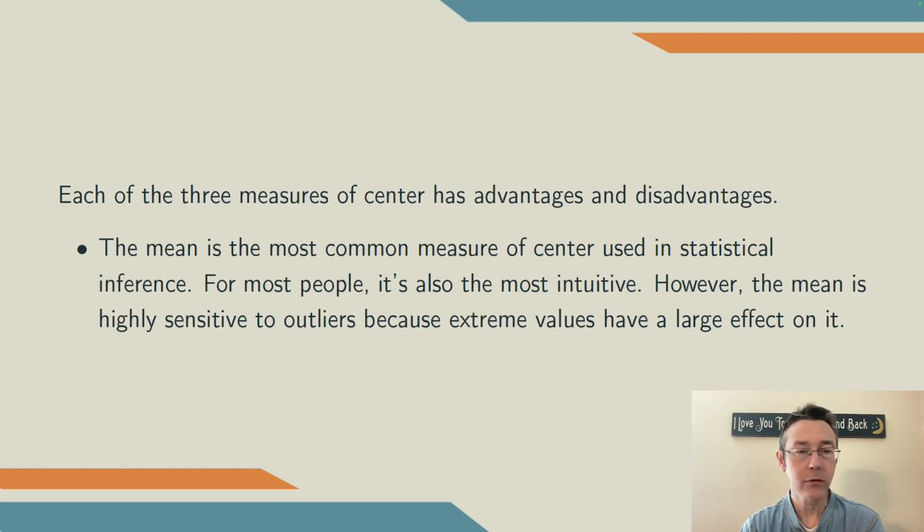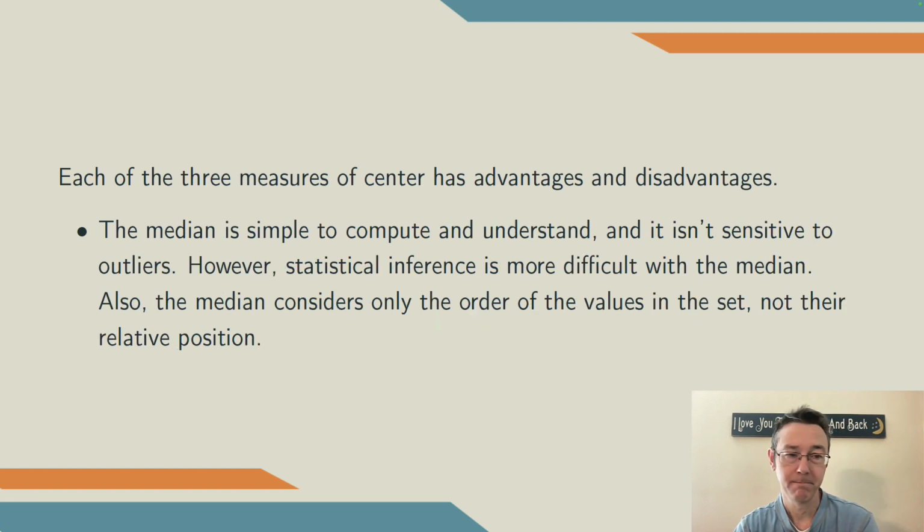Now, each of the three measures of center has advantages and disadvantages. The mean is the most common one when we're doing statistical inference, and so it's important to be able to compute, use, and understand. It's one that is a little bit more intuitive for a lot of people because we tend to learn it at a fairly early age in school. Unfortunately, the mean is highly sensitive to outliers because extreme values have a large effect on it. That's just how the mean process works. We add up all the numbers, so hugely big numbers have a big effect.